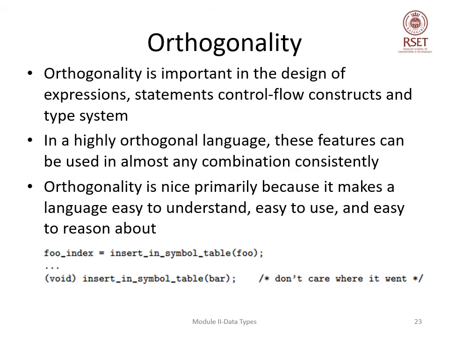For example, in the given example, there is a function insert in symbol table. The same function has been called in two places in the program. In the first position, it returns a value, and in the second position it does not return a value, instead it returns the empty type. So it means the same function has been used in two contexts.